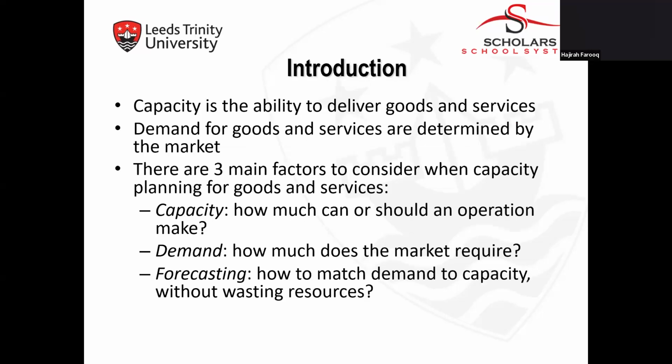So starting off with the introduction, capacity is the ability to deliver goods and services. The demand for goods and services is determined by the market. There are three main factors to be considered when capacity planning for goods and services. The capacity, which is how much an operation can or should make. The demand, that is, how much the market requires of that product or service. And then forecasting, that is, how to match the demand to capacity without wasting any resources.